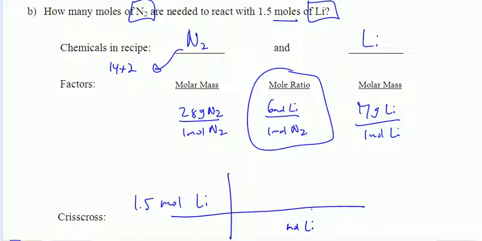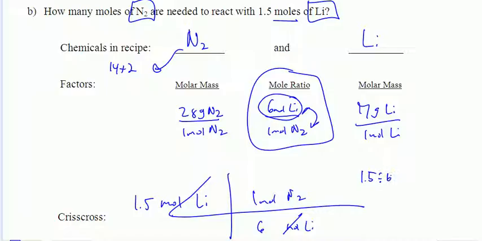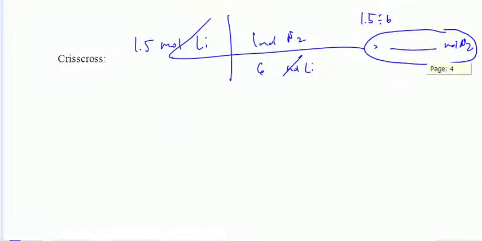Moles of Li on the bottom, and I'm going to go searching for it. There it is. So in this one, this part's going to go on the bottom. No big deal. You can always flip these around however you need to. So it's going to be 1.5 divided by 6. And that's going to be moles of N2 in your final answer.